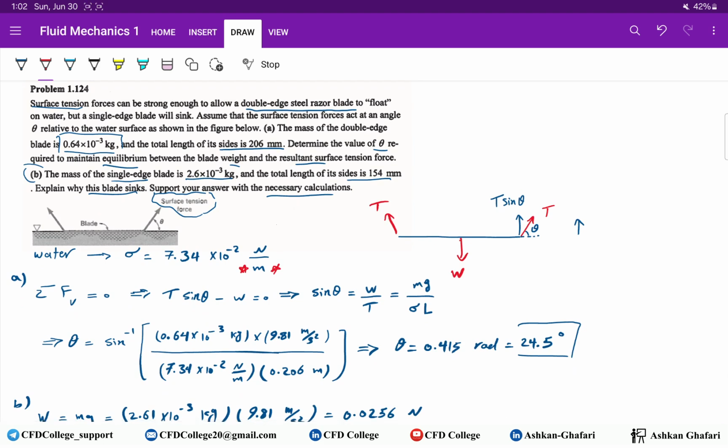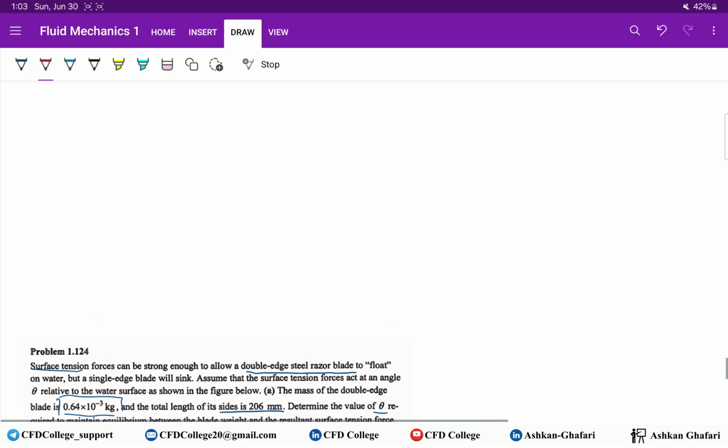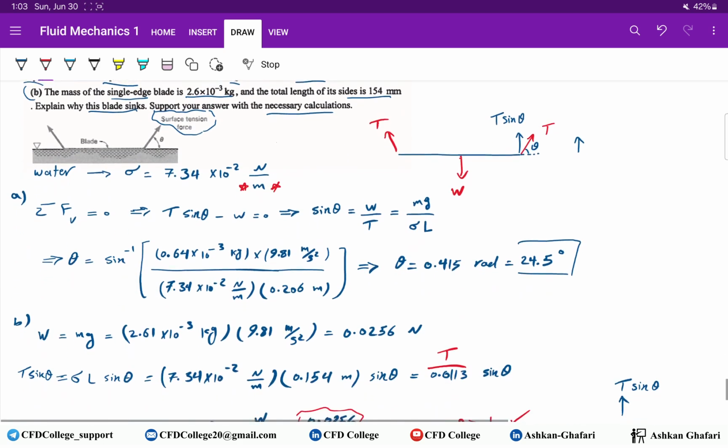This is assignment A of Fluid Mechanics 1, focusing on shear stress, viscosity, and also surface tension.